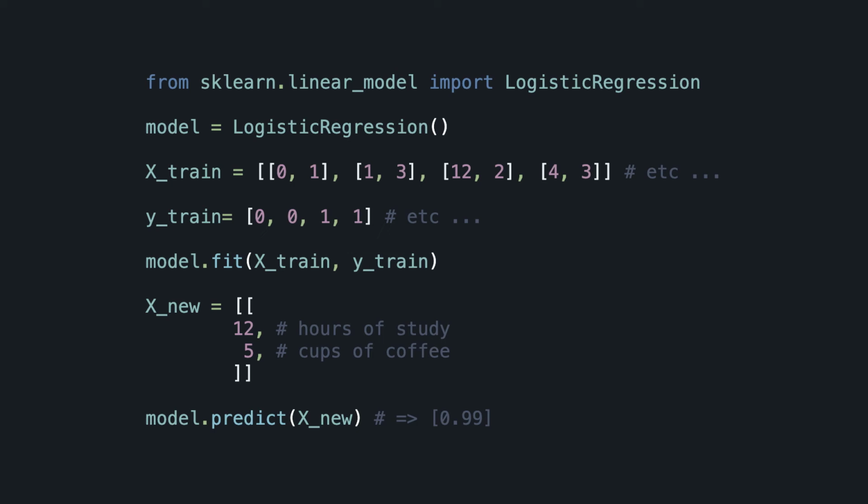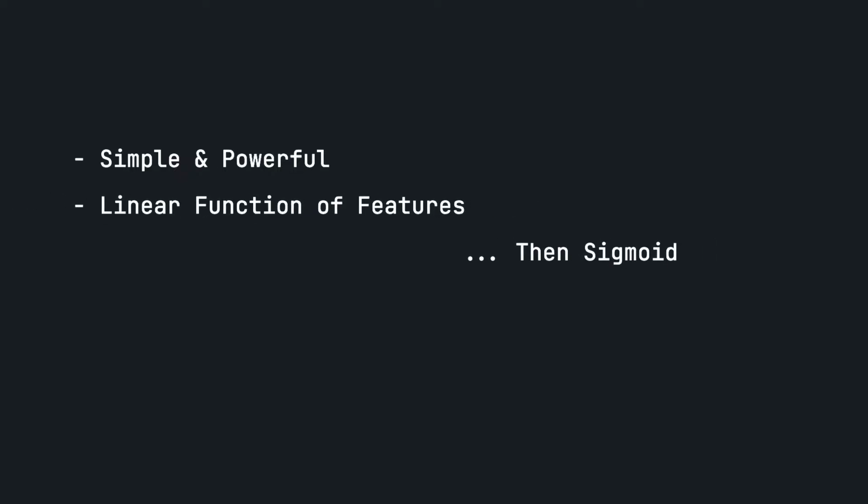So to recap, logistic regression is a simple but powerful tool for binary classification. It models probabilities using a linear function of features and passes them through a sigmoid function. It adjusts the weights through gradient descent to make accurate predictions. And now you know the intuition, the math, and even the code behind logistic regression.